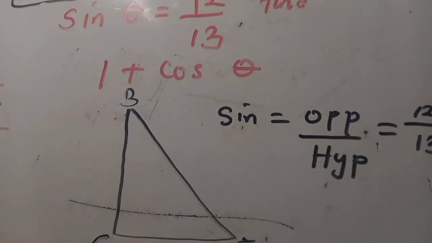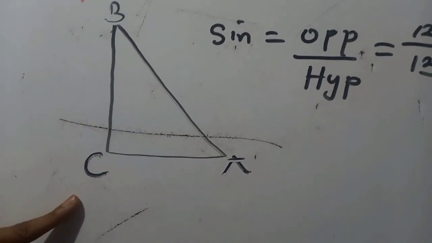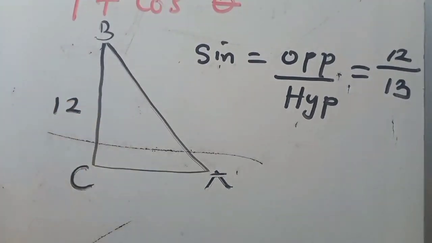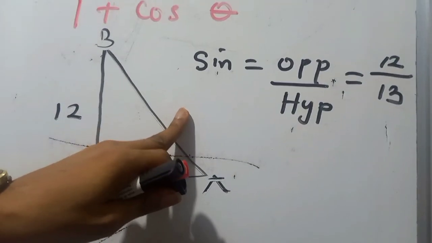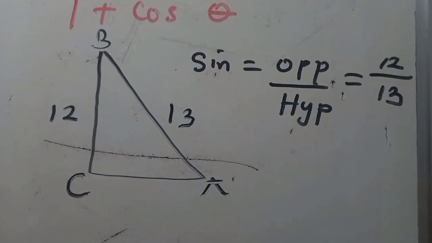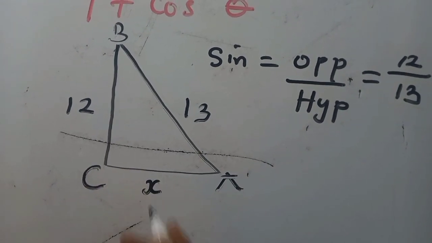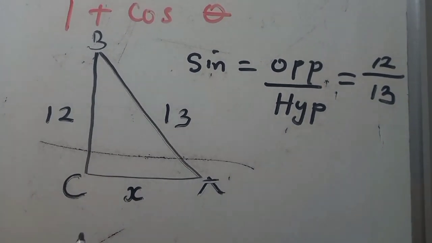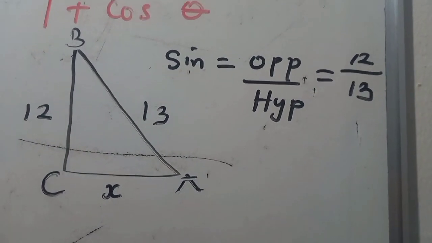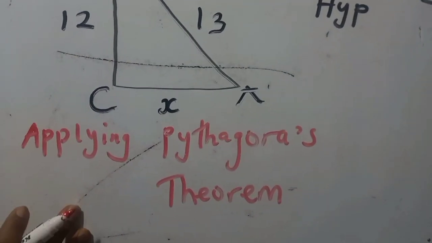We now come back to the diagram. So where is our opposite here? Where is the hypotenuse, and where is our adjacent? Yes, this is the opposite, 12. And here is the hypotenuse, which is 13. So what we're looking for is the adjacent, which is the unknown x. So we're going to apply Pythagoras theorem. We should know the formula for Pythagoras theorem.